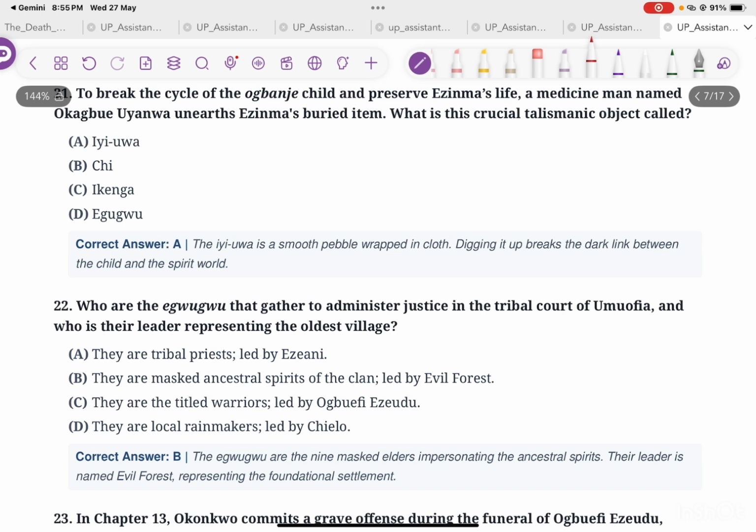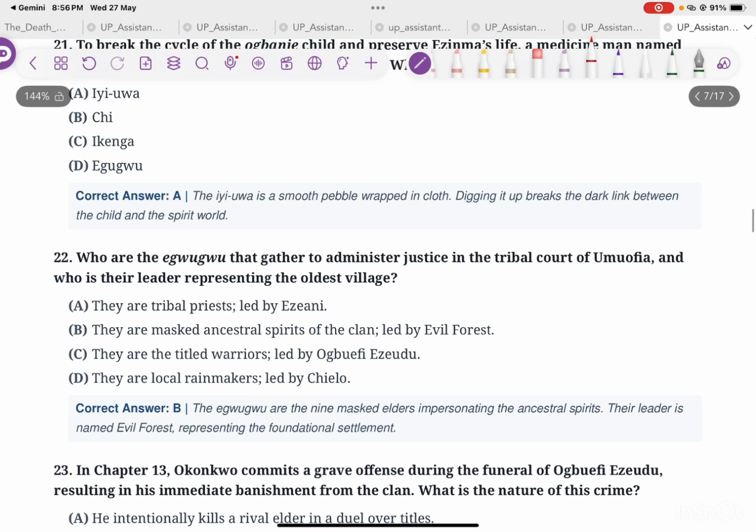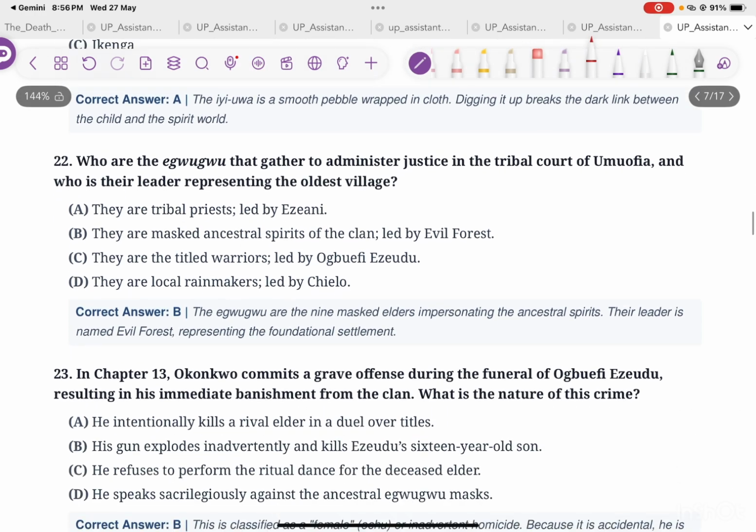Who are the Egwugwu that gathered to administer justice in the tribunal court of Umuofia, and who is their leader representing the oldest village? They are masked ancestral spirits of the clan led by the Evil Forest.